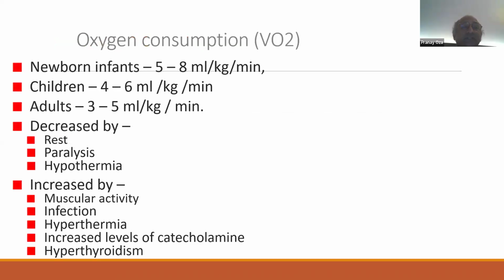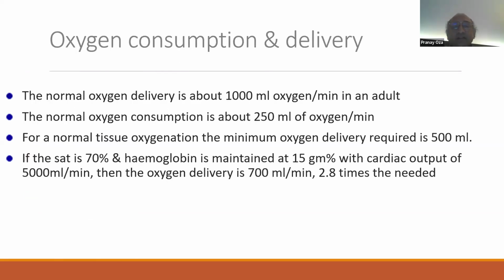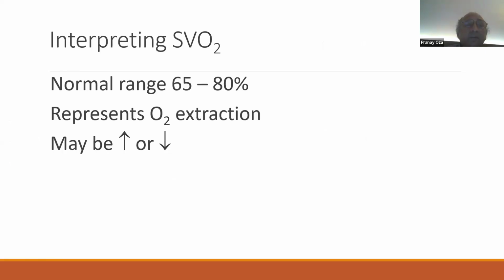These are the parameters: how much is the oxygen consumption in the normal state. Oxygen consumption can be decreased at rest, in paralysis, and in hypothermia, while it can increase with any kind of muscular activity, infection, hyperthermia, increased levels of catecholamines, or hyperthyroidism. And I already discussed the oxygen consumption versus oxygen delivery ratio. That is important. You should keep that in mind.